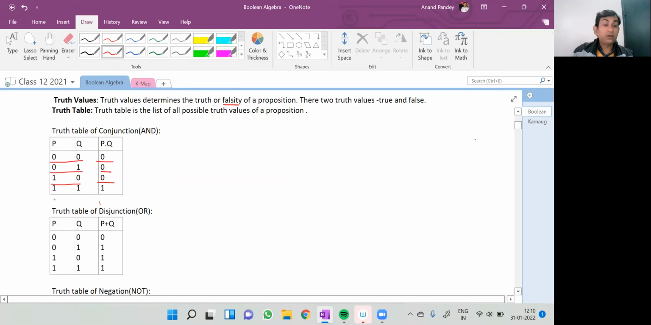एक भी 0 तो 0. Then 1 1 will be what? 1. Okay, so the rule for AND operation or for conjunction is what? If any one of the input is 0, the output will be 0.